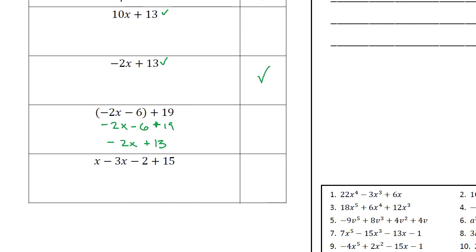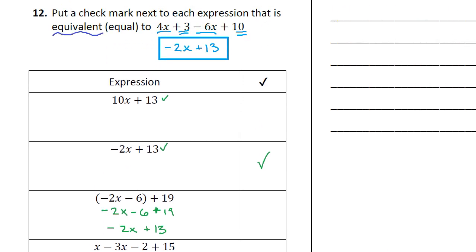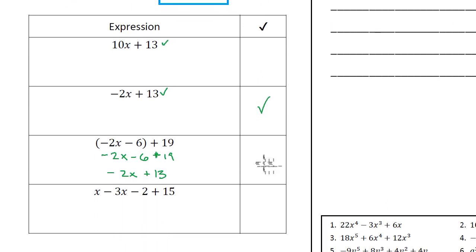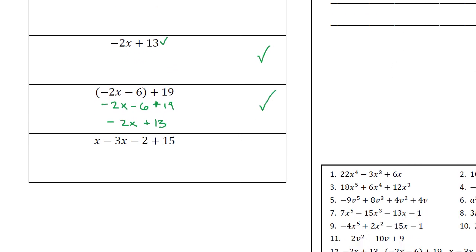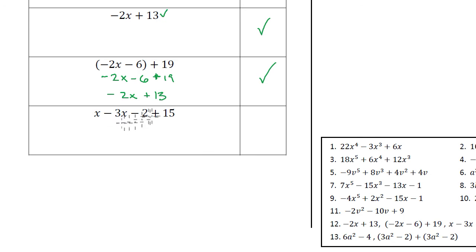Well, boom, take a look. That matches my simplified expression in my equation. So that means I have equivalence. And then the last one, we've got like terms here. So x minus 3, remember there's a 1 here, so 1 minus 3 is negative 2x. And then I've got negative 2 plus 15. Negative 2 plus 15 is positive 13. And we have another equivalent expression.